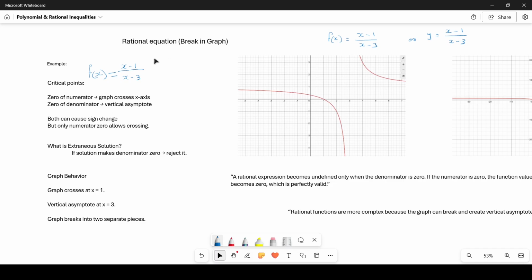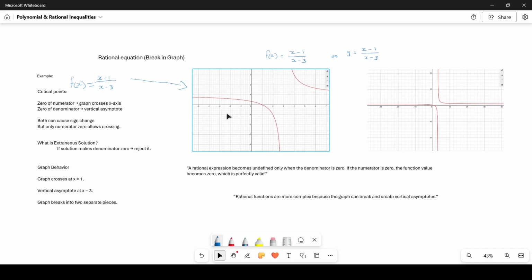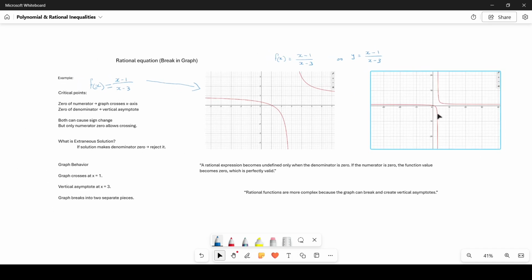Here you can see one example: f of x is equal to x minus 1 divided by x minus 3, because it's linear in both the numerator and denominator. The graph looks like two separate graphs. One is going like this and moving back to the negative. Another one is going from positive infinity of the y value down to the 0 of the y value, so from the top to the bottom. This is the same graph, but zoomed out a little more.